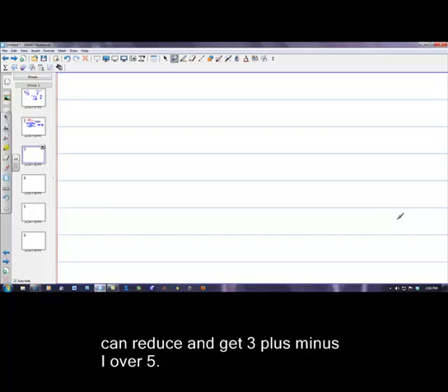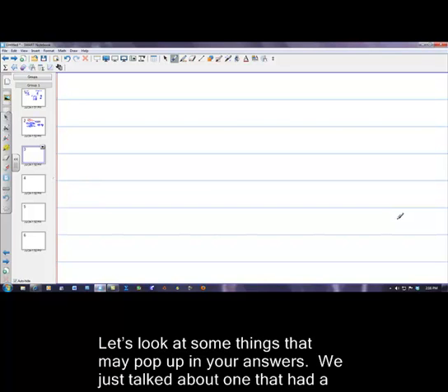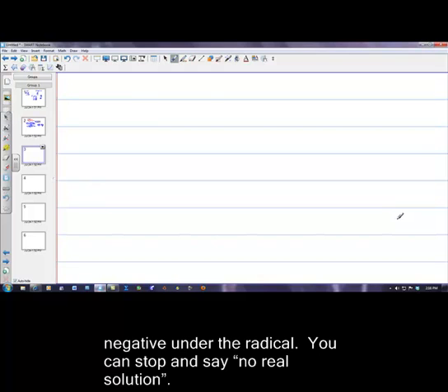Now let's just look at some things that could pop up in your answers. The basic thing about the quadratic formula is you need to make sure that you can put your A in for A, your B in for B, and your C in for C and get the right answer. But sometimes when you actually plug them in and start doing the math, some things can happen, and I'm just going to show you some of them. The first one we already talked about. If you get a negative underneath the radical, you can stop and say no real solution.